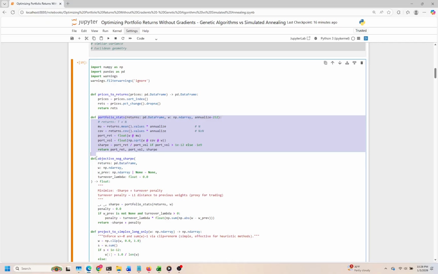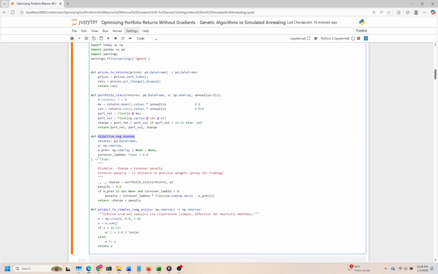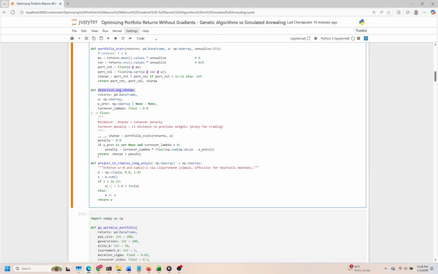Moving on, we examine the objective neg-sharpe function, designed to minimize the negative Sharpe ratio, incorporating a turnover penalty when changing weights. This means that not only are we aiming to maximize our risk-adjusted return, but we're also considering the cost of trading by evaluating how much the weights shift from their previous values.